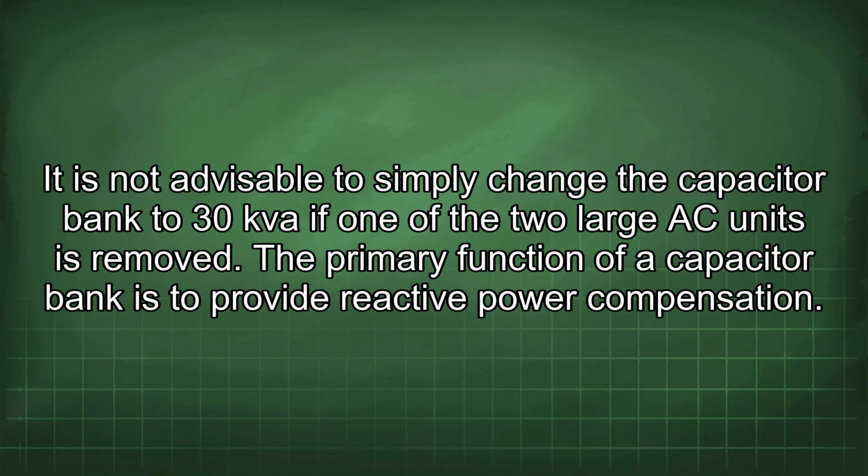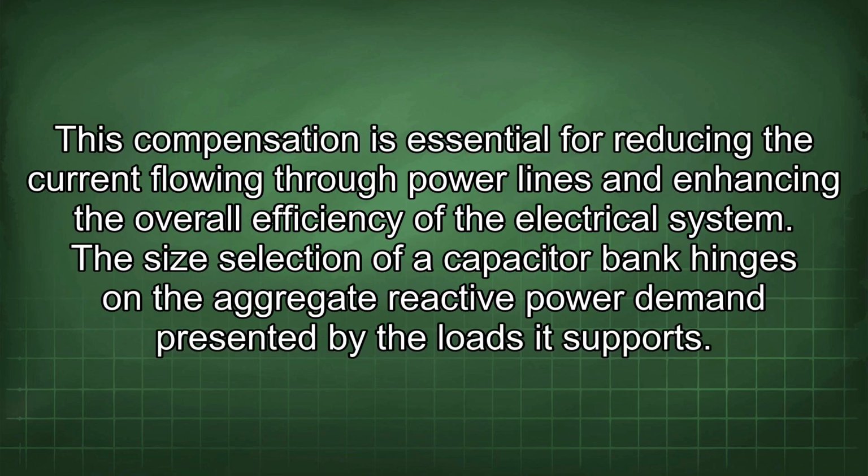It is not advisable to simply change the capacitor bank to 30 kVA if one of the two large AC units is removed. The primary function of a capacitor bank is to provide reactive power compensation. This compensation is essential for reducing the current flowing through power lines and enhancing the overall efficiency of the electrical system.